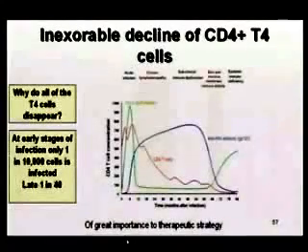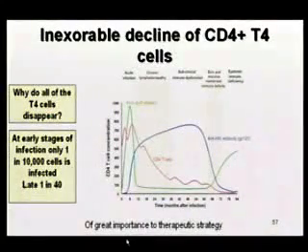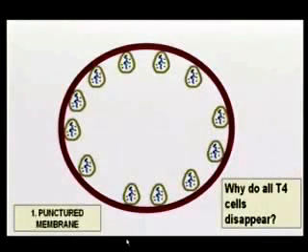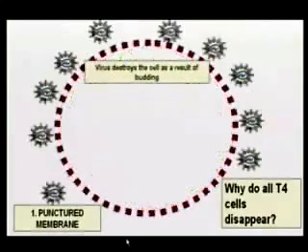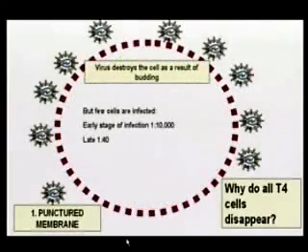So why do all these T4 cells disappear over the 10 years or so the patient has left if it's not treated? Well, there are some reasons why. First of all, those cells that are infected just burst. They get lysed by the virus. Millions and millions of viral particles per infected cell get produced, and the cell just dies. So that's one reason. But most of the cells aren't actually infected. So that's not the whole answer to why the CD4 cells go away.